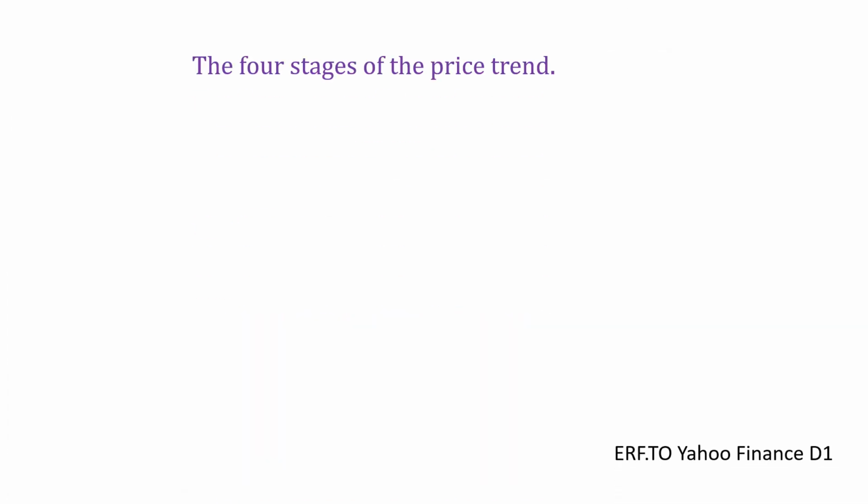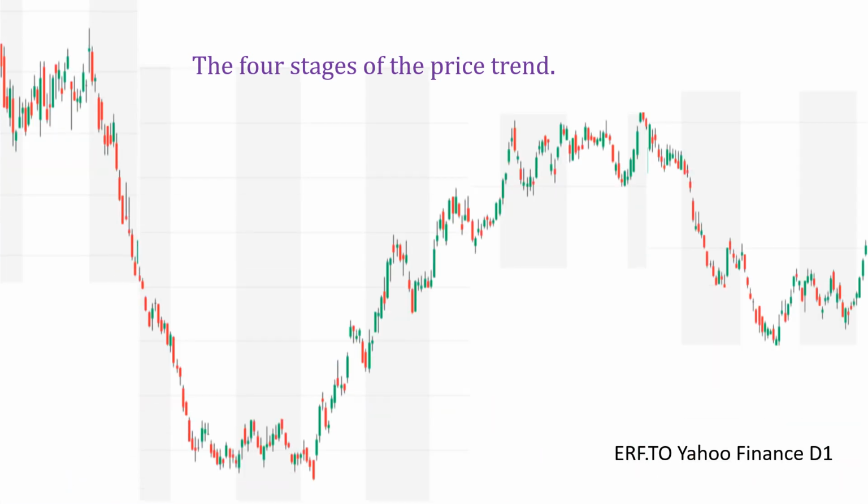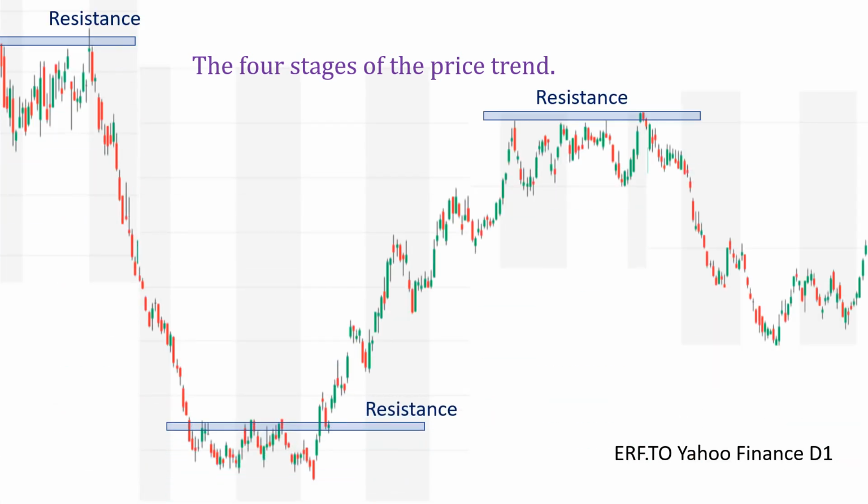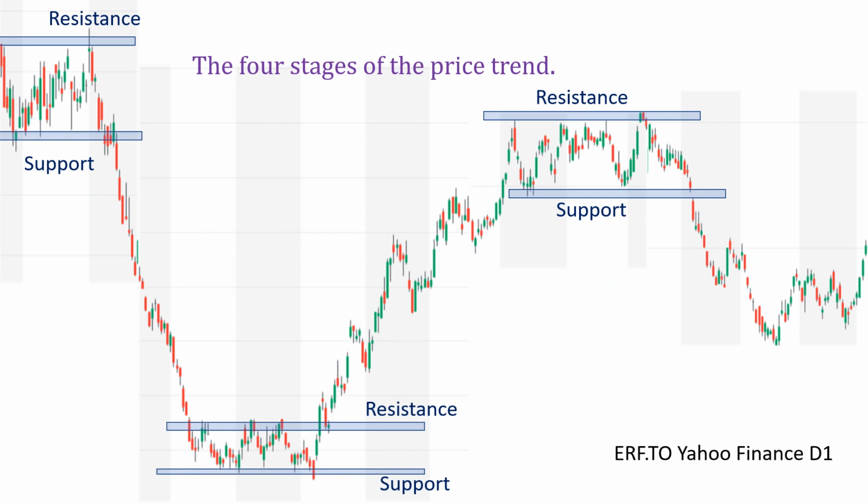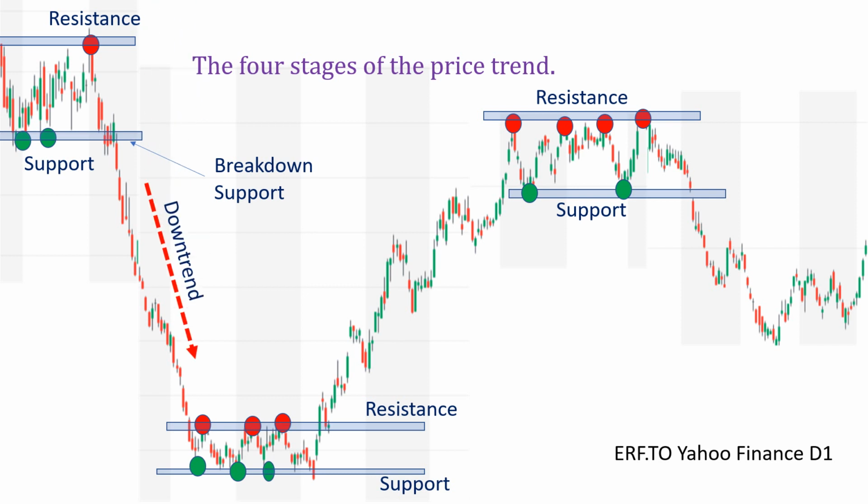The four stages of the price trend. Second example, this is the price trend. These are resistance areas. These are support areas. Number of touches in resistance area, number of touches in support area. The price first broke down the support and went downward. It sometimes takes months until it finally reaches the second range, enters it, and finally breaks up the resistance and goes upward.